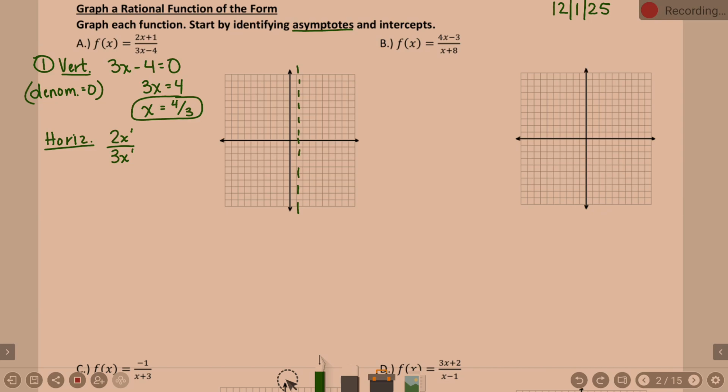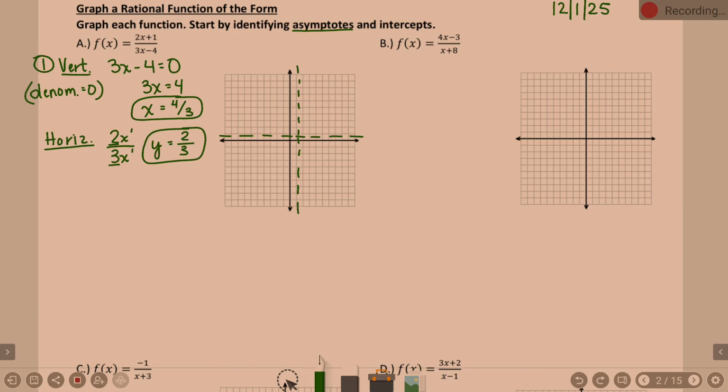If the biggest power on top and the biggest power on bottom match, we're using those coefficients out front. So my horizontal asymptote, since these powers match, are going to be the 2 and the 3. So y equals 2/3. Okay, so that's your horizontal asymptote, like the horizon. 2/3 is what? Bigger than 0, but less than 1. Again, I know it's hard to get very precise here. Do the best you can. So there's my horizontal asymptote.